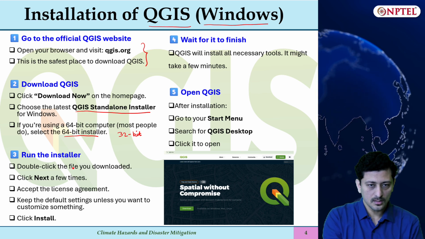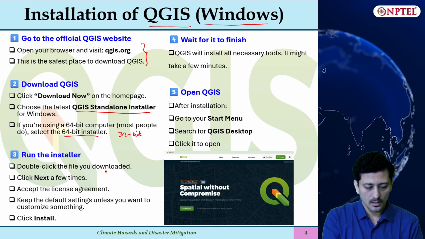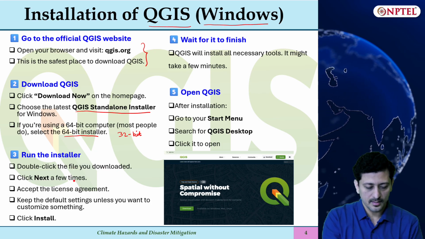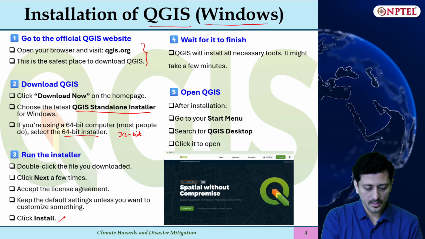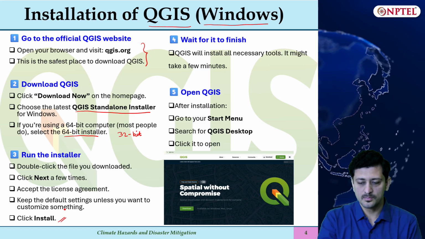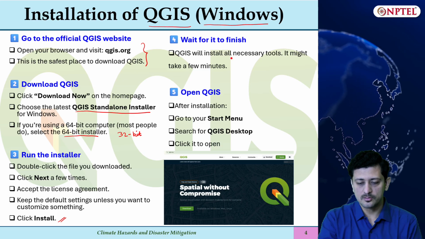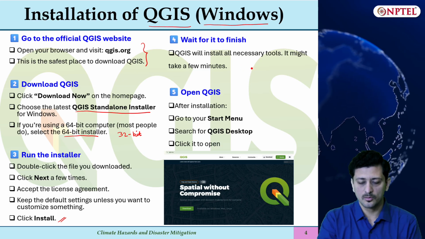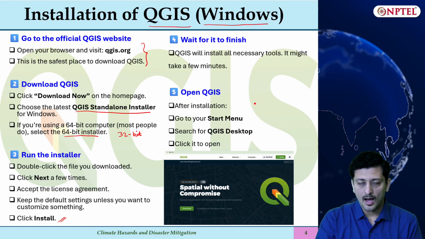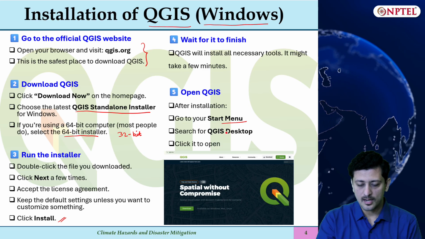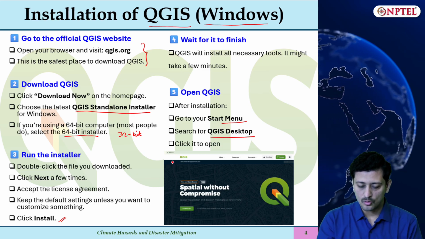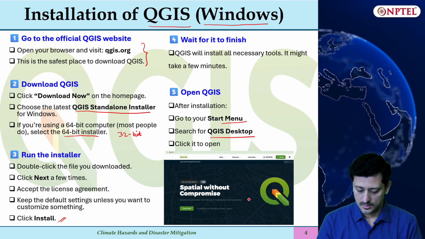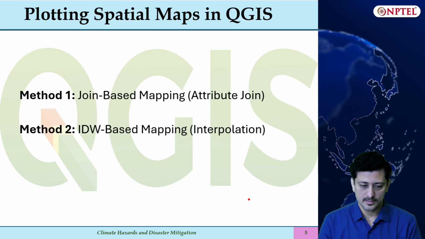Then you run the installer, you double click on the downloaded file, then you can proceed by agreeing to the license agreement, and then you can click install. These are pretty simple steps, and QGIS will install all the necessary tools, so it will take some time. After installation, when you go to your start menu, you can see this kind of desktop icon, and when you open it, you will get all the features of QGIS.